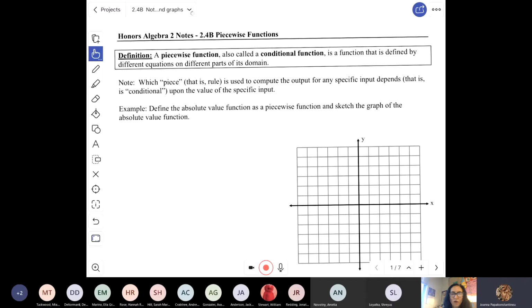Mia. Okay, go ahead and get your 2.4B notes out. We are going to have a whirlwind with Piecewise Functions today. Whirlwind lesson, 30 minutes. We can do it. We'll also have some time tomorrow to continue working on this, but we're going to get a jump start on it today.